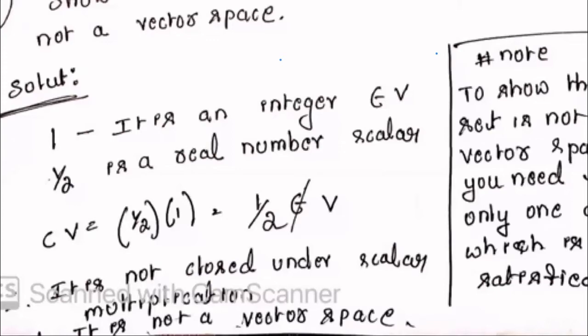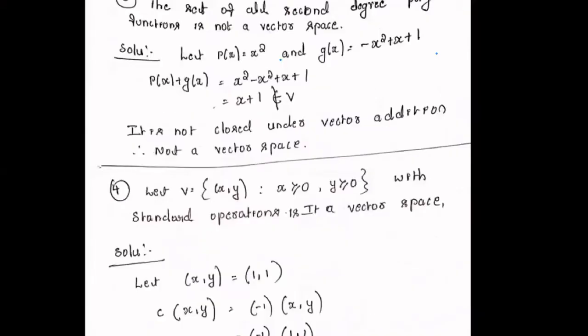So here what happened is, we considered a set of integers. One of the axioms was that C times A should lie in the vector space. So I considered C as a real number 1 by 2, and V is an integer, only 1. After that you got 1 by 2. So that's why it does not belong to V. That's why it is not closed under scalar multiplication. It is not a vector space. This result 1 by 2 does not come under that set of integers. That's why it is not closed under scalar multiplication. Okay, so that is the second problem.